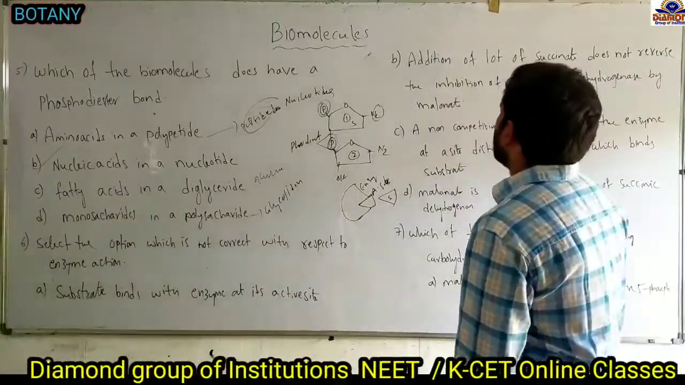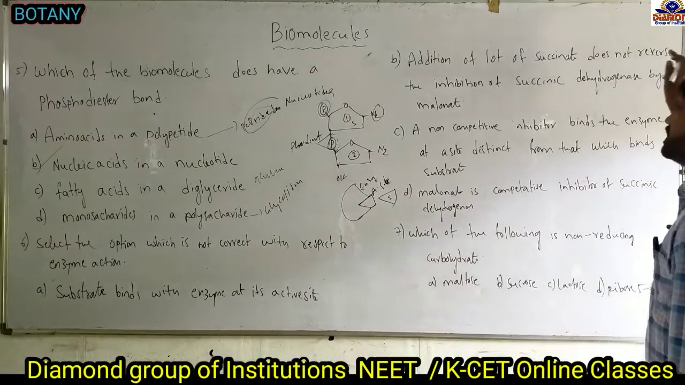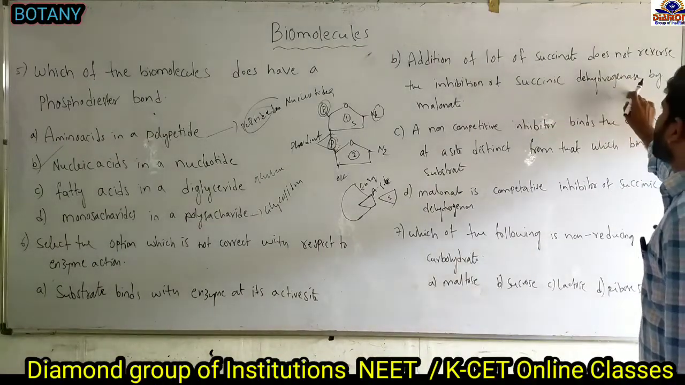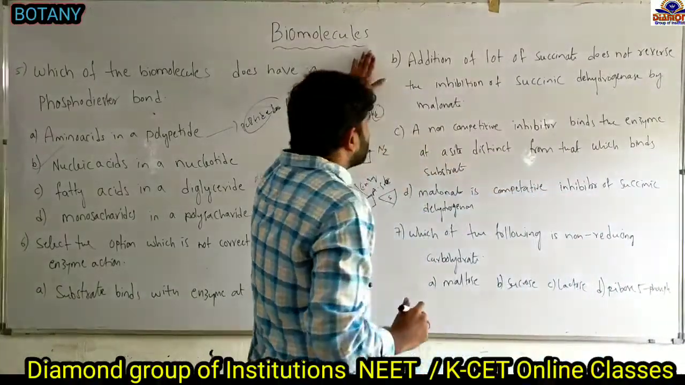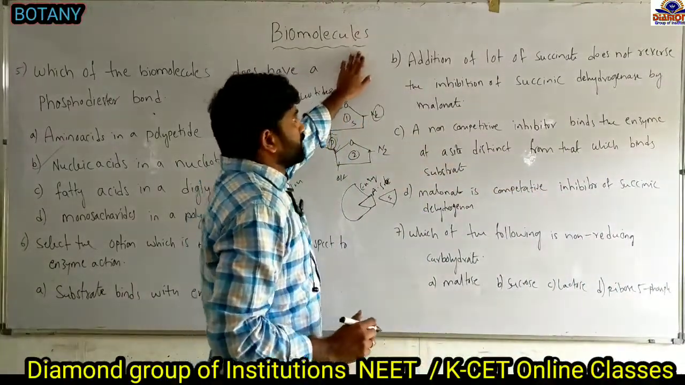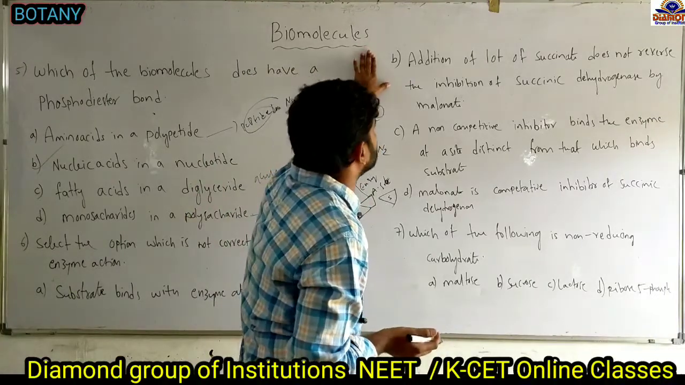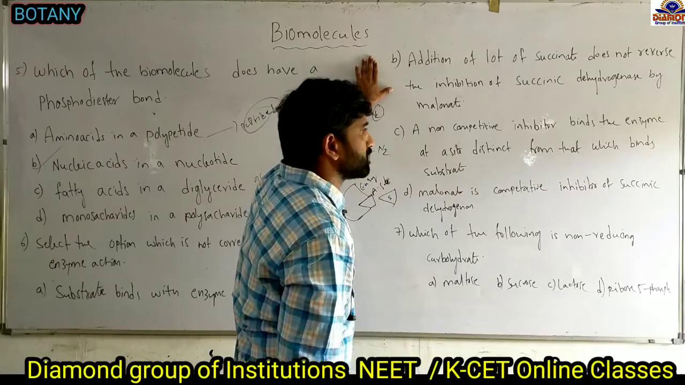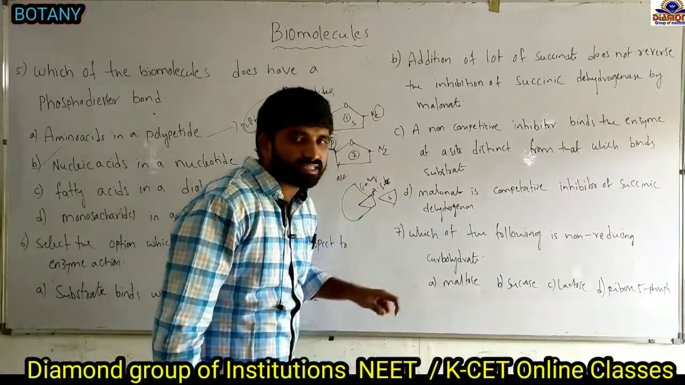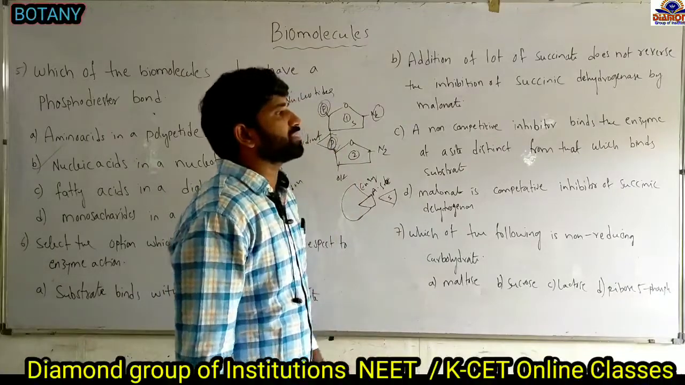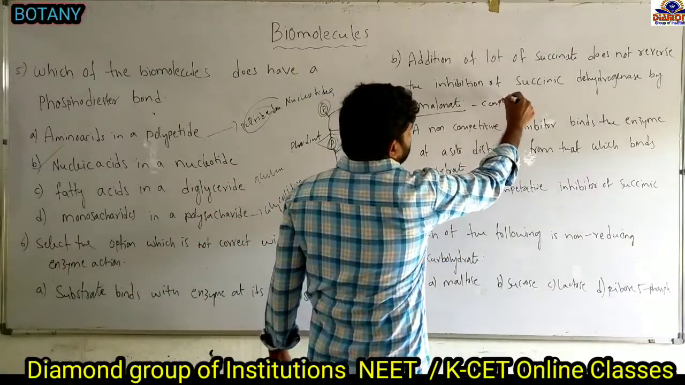And option B, addition of a lot of succinate does not reverse inhibition of succinic acid dehydrogenase by malonate. The succinic acid dehydrogenase enzyme is inhibited by the presence of malonate. This is called competitive inhibition.